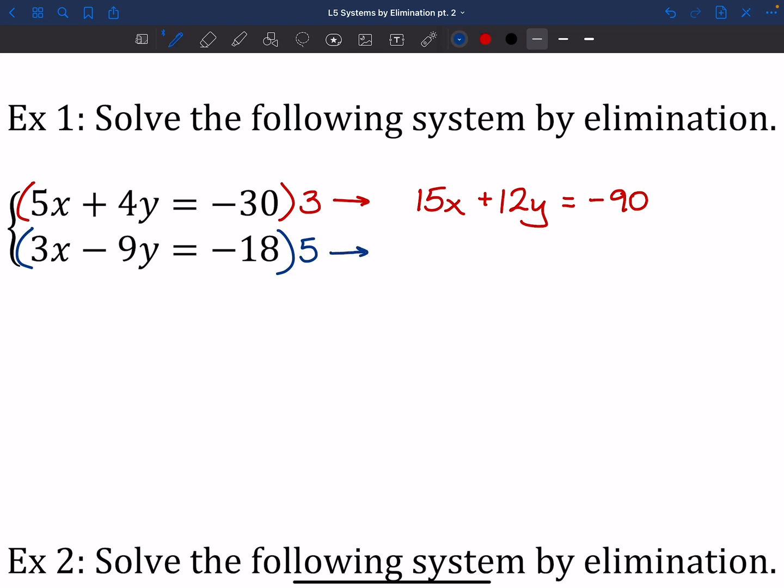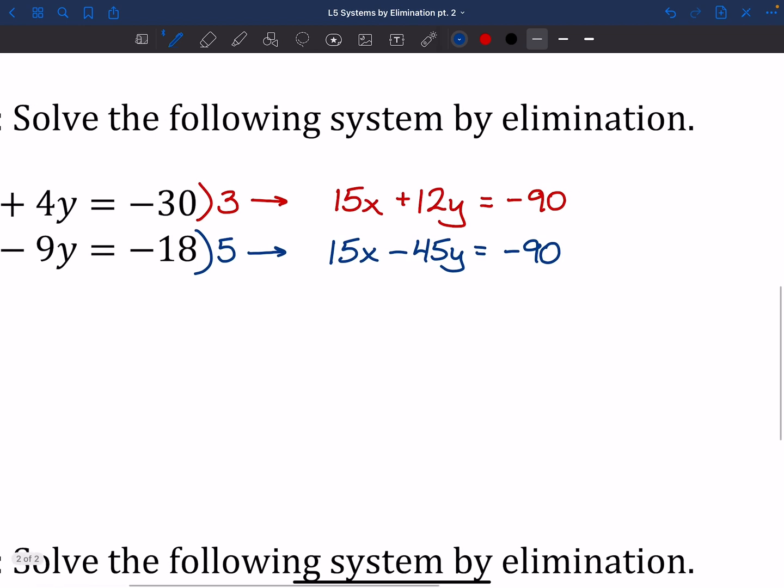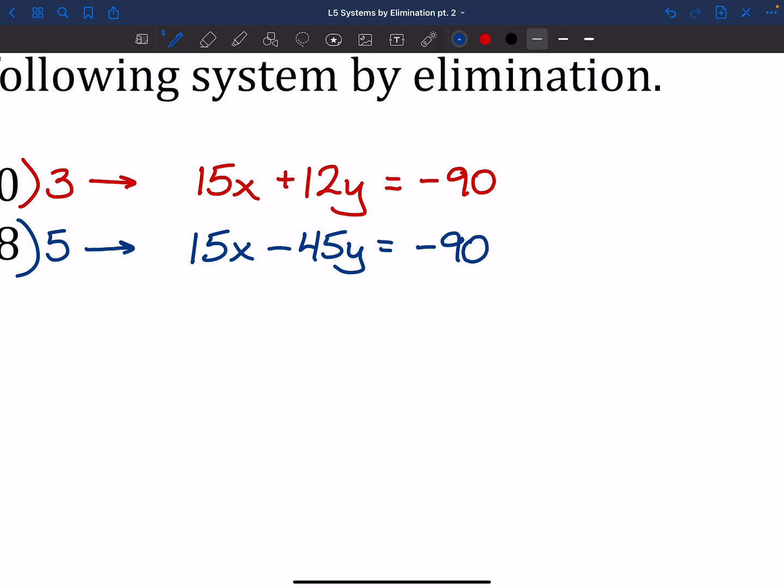Let's go ahead and do the second one. Same deal. We're going to get 15x. We're going to get negative 45y when we do that multiplication. And then on the other side, we're going to get negative 90. So what we've got here is our new and improved system. It does have coefficients that are similar. These 15s match up. Because those 15s are the exact same number, we're going to be subtracting them.